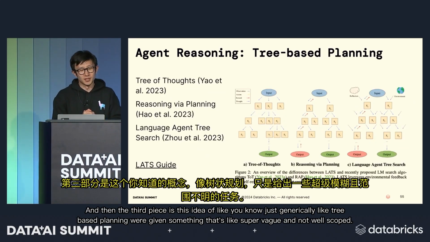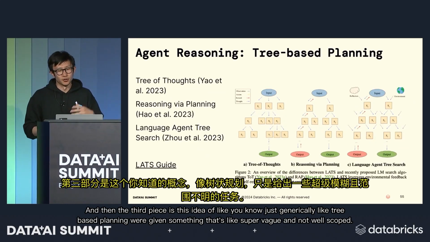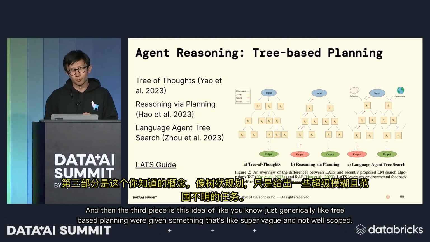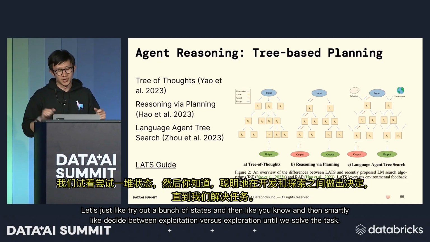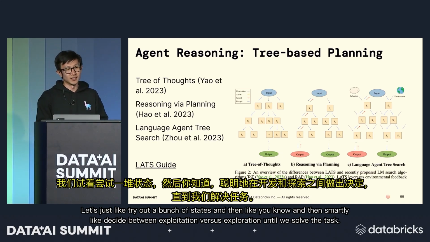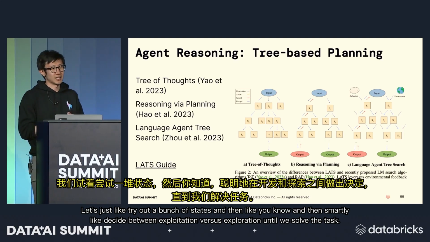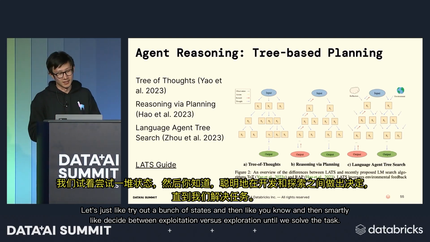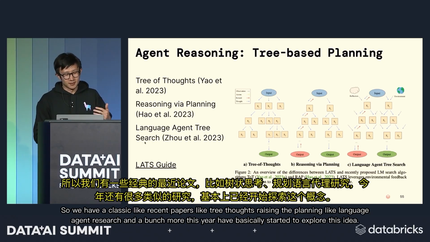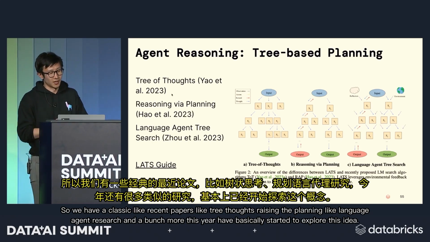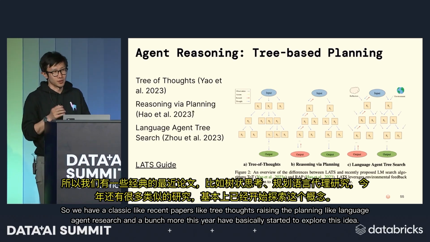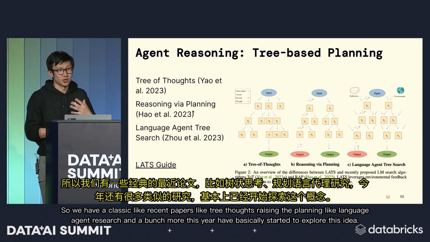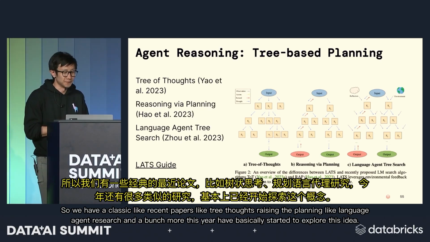And then the third piece is this idea of generic tree-based planning, where given something that's super vague and not well scoped, let's try out a bunch of states and then smartly decide between exploitation versus exploration until we solve the task. A class of recent papers like Tree of Thoughts, Reasoning via Planning, Language Agent Tree Search, and a bunch more this year have started to explore this idea.